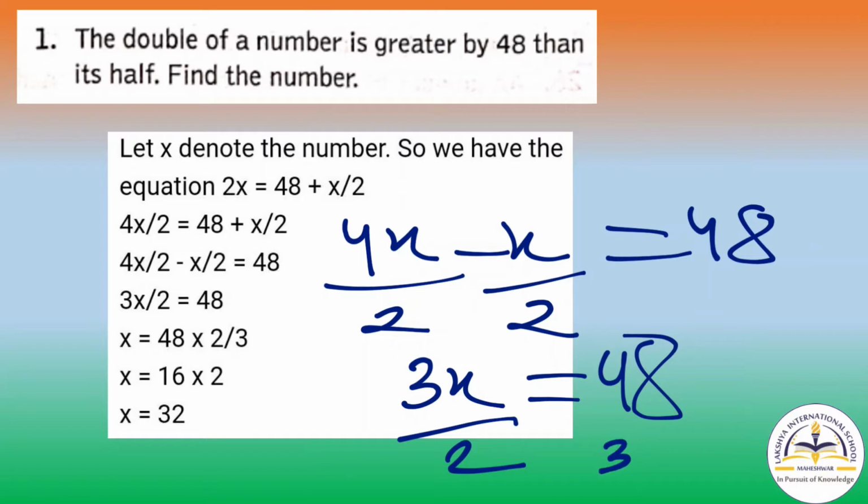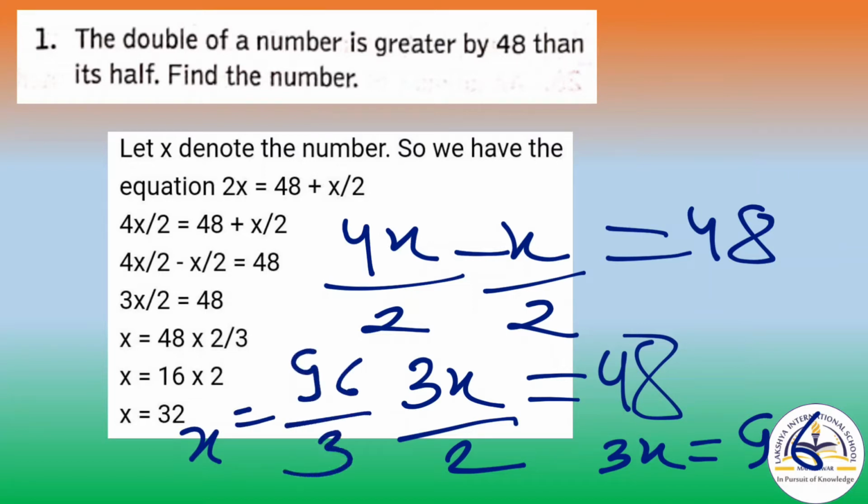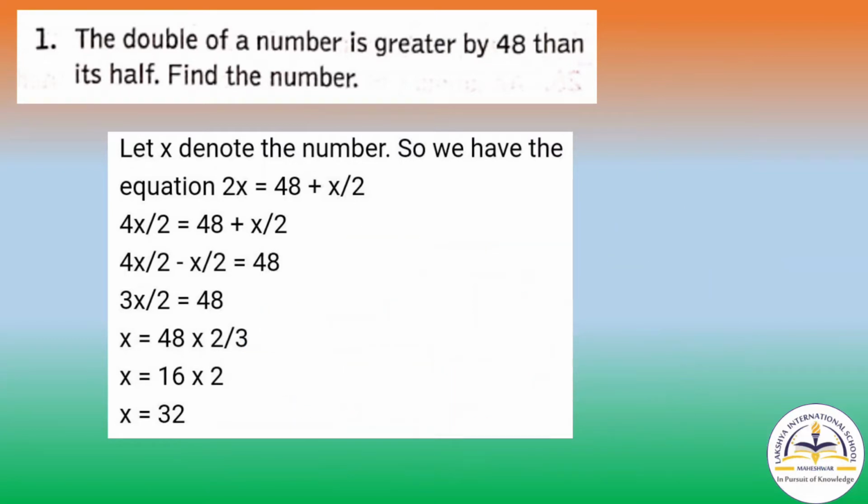Now 3x equals, we have to multiply 48 with 2: 2 8s are 16 and 2 4s are 8, plus 1, 96. Now x equals 96 by 3, that will be 32. So the answer is x equals 32.